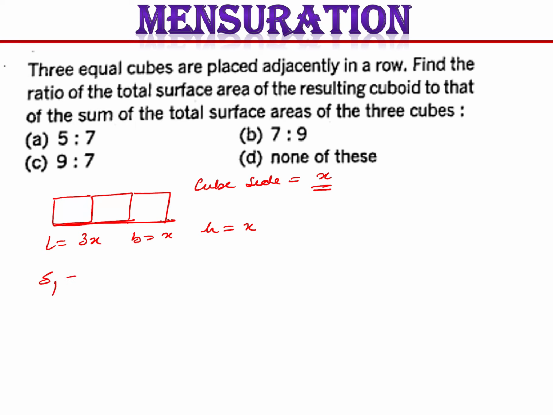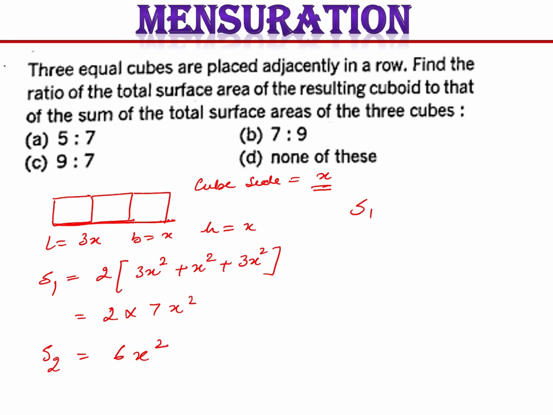So the surface area, let it be S1, that will be 2 times (3x square plus x square plus 3x square). So that means 2 into 7x square. And the surface area of each of these cubes will be 6x square.